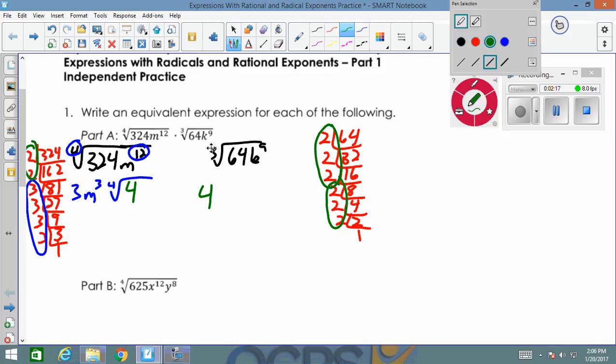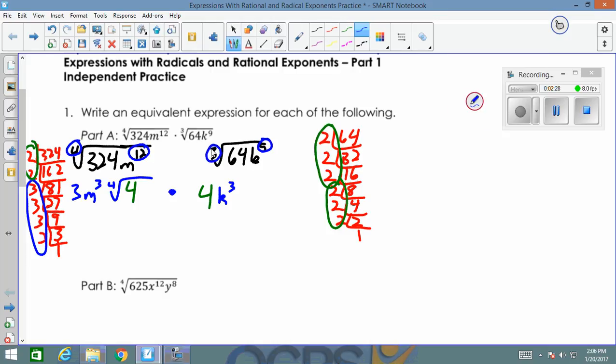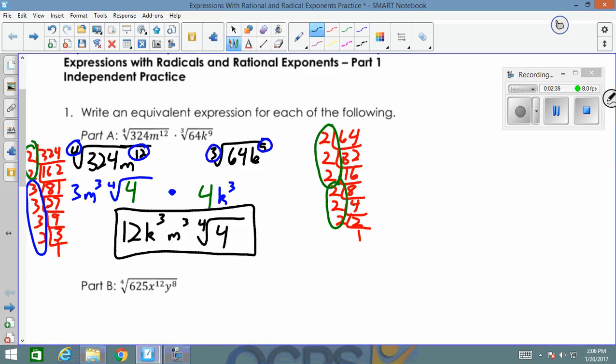Then again, to do the letter, you do this exponent divided by this index, which gives you a to the third, nothing left inside. And because we're multiplying, we're going to times the 3 and the 4 on the outside, which is 12. And then you just put your letters, bring down your fourth root. That's your final answer.